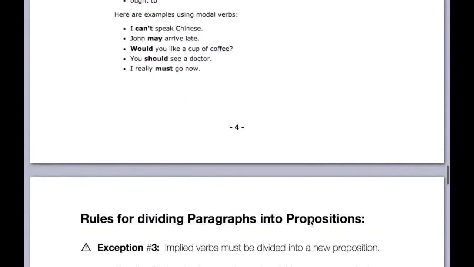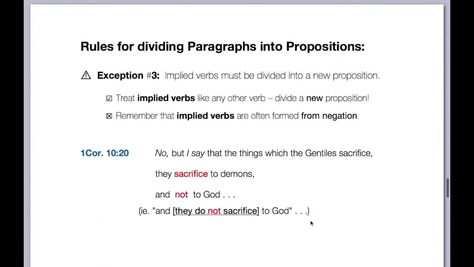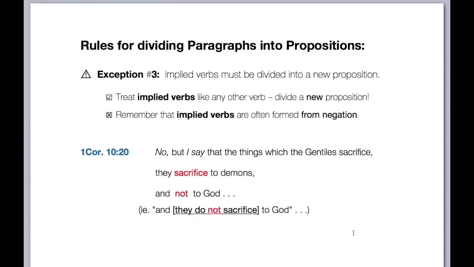Okay, good. Let's move on now to our final two exceptions, and these are going to deal with times not when the verb is present, but when there does not seem to be a verb present, but I still have to divide it into a new proposition. This first example is going to come from what we call implied verbs. And we're going to say implied verbs must be divided because we need to treat implied verbs just like any other verb. Or in other words, slice a new proposition.